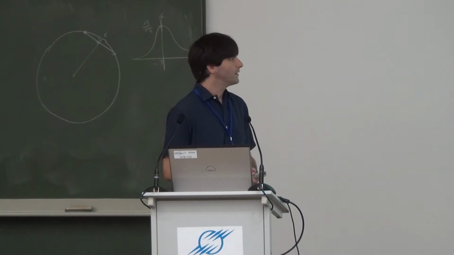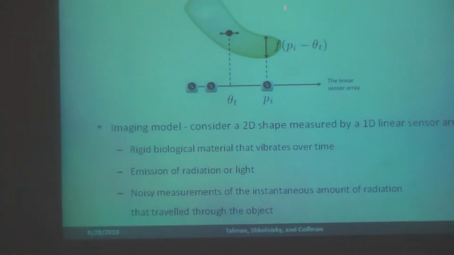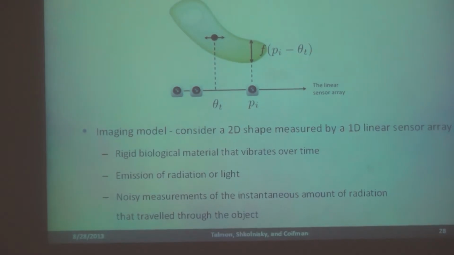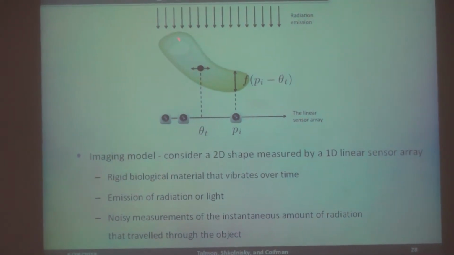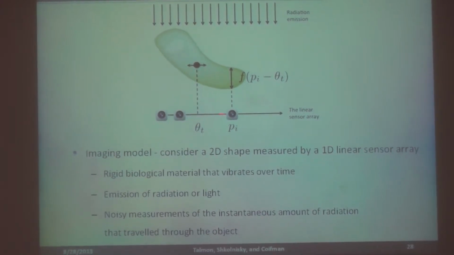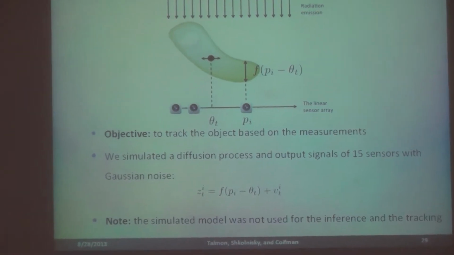So I want to show another application, and that is going to be an application to biomedical imaging. Consider a two-dimensional shape that is measured by a one-dimensional linear array. Let's say we have a rigid biological material that naturally vibrates over time. We emit radiation over that specimen, and we measure the amount of radiation that traveled through the object in our sensors. The goal here would be to track the random movement of the object in order to align the measurements.